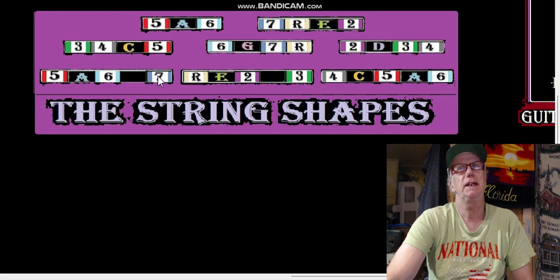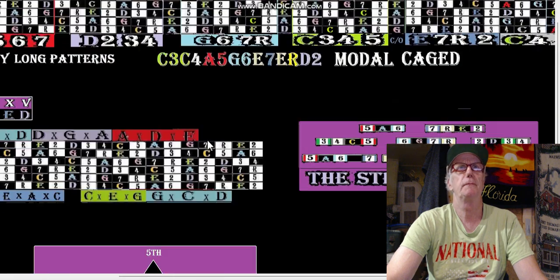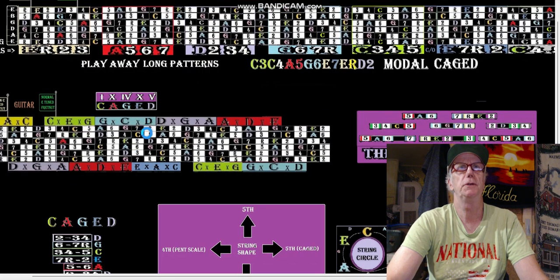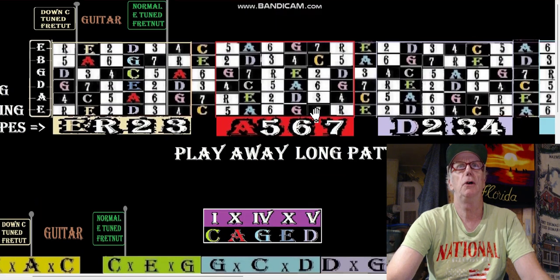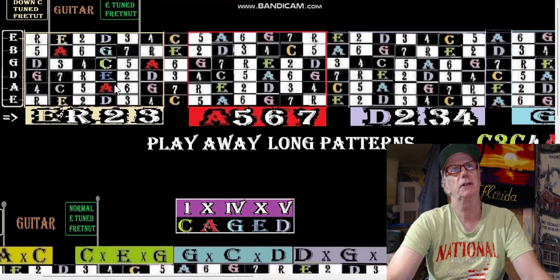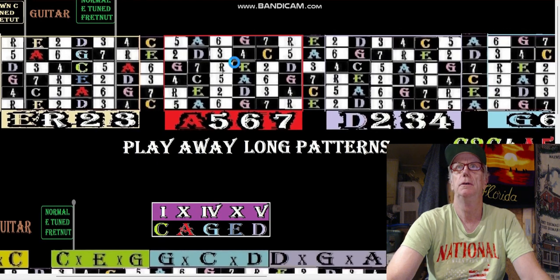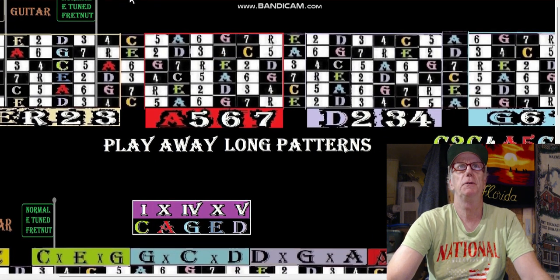For the caged short tripentatonics, we use the short A. The long A is up here in the long modal patterns, where we have a cage for every mode. Let's look at that.